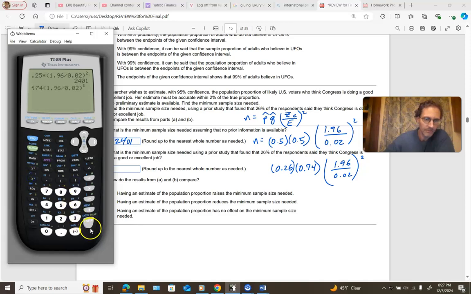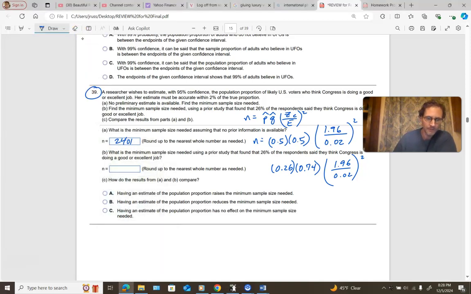And square that. Okay, so now if I round this up, this is in fact a smaller sample size. It's 1,848. And then as far as interpreting our results, does having an estimate of the population proportion raise the minimum sample size? No, it doesn't raise it, it actually reduces it. So I think it's going to be B.